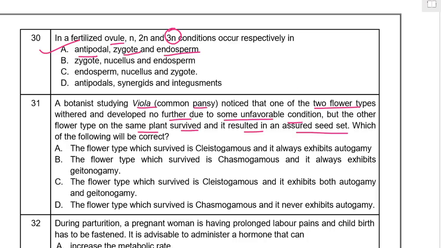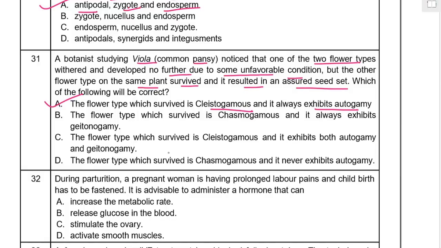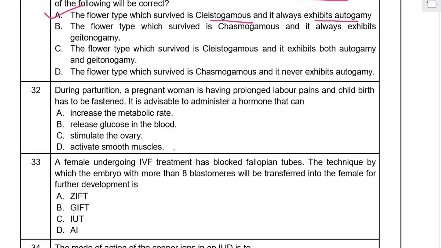So the flower type which survived is cleistogamous and it always exhibits autogamy. Yes, this is the correct answer. That is, the flower survived due to being cleistogamous and it always exhibits autogamy. Okay, it is related to pollination. So you have to go through the whole chapter well. Now, question 32. Here I'm just discussing question answers in detail. If we go deeper, we will not be able to cover everything. Later on, I will cover each and every topic.